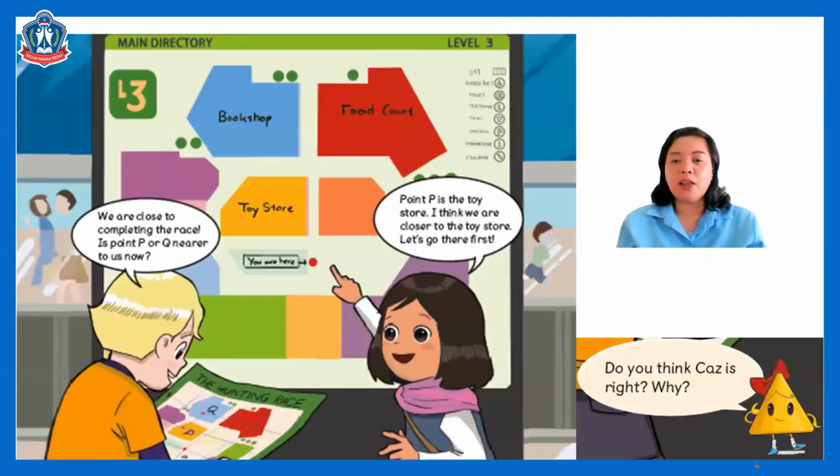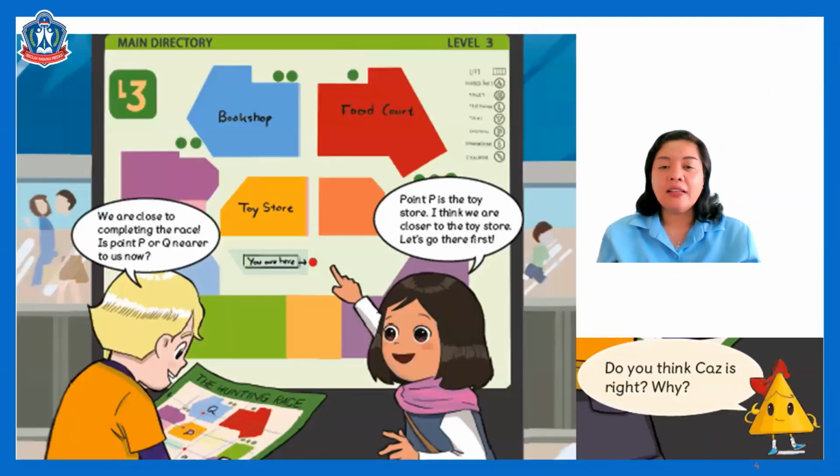Look at this picture of Ron and Kaz. They are joining a race. Ron said that they are close to completing the race. So is point P or Q near to them? Can you find where point P and Q are? Cass said that point P is the toy store, so she thinks that they are already closer to the toy store. So stay tuned, children, to see if Cass is correct or Ron is correct, okay?